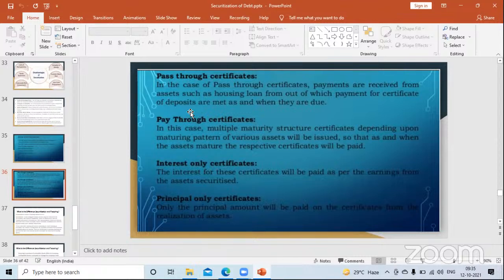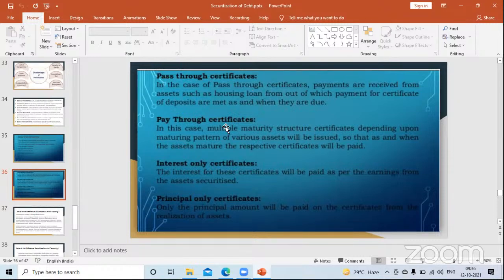Yes, a bank is issuing certificates of deposits, right? A company can also issue. So suppose a bank has certificates of deposits, now you have to make a payment on those certificates of deposit. As and when that is due, the payment from these assets will also be done at that time only. So it is linked with the certificates. Which type of certificates? Certificates of deposits.